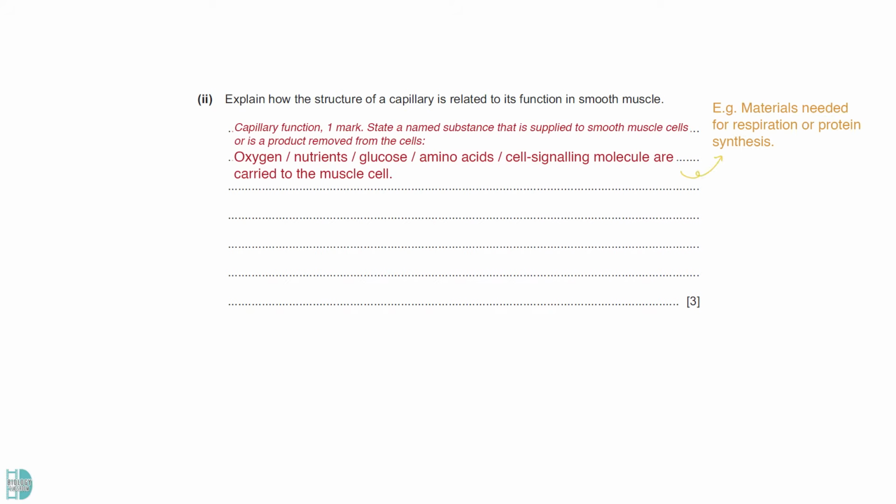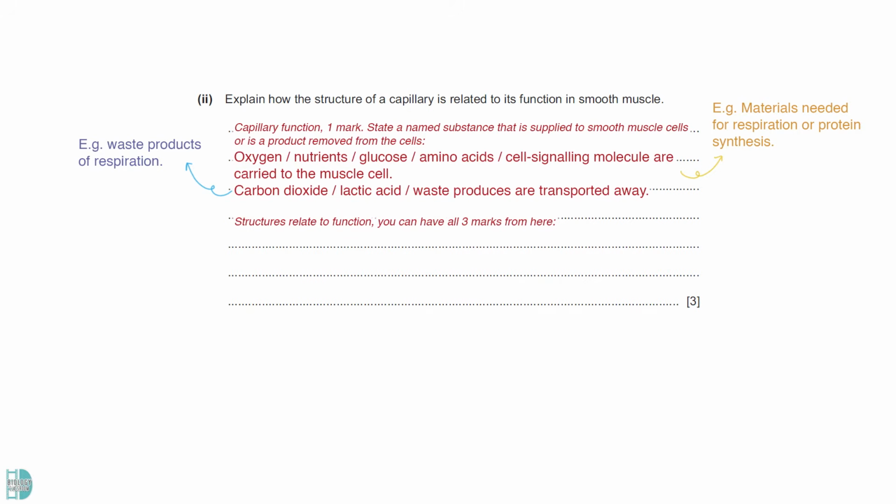The first mark is given when you state the function of a capillary by naming any substance that it carries to the muscle or away from it. Some examples include oxygen and glucose for respiration, and amino acids for protein synthesis, and the removal of waste products such as carbon dioxide from respiration, and lactic acid from anaerobic respiration. Then, relate its structure to this function.